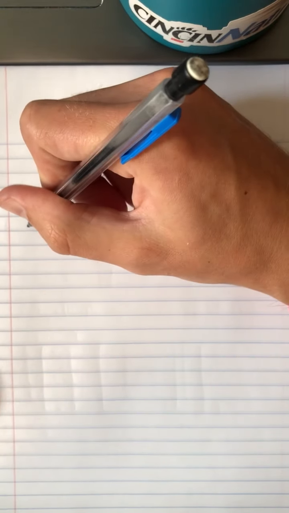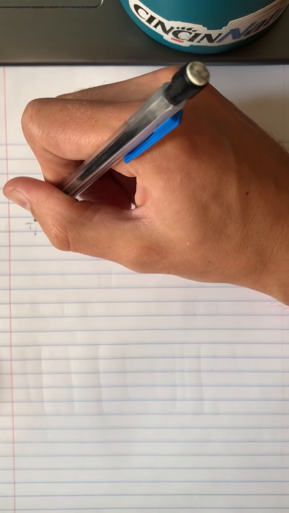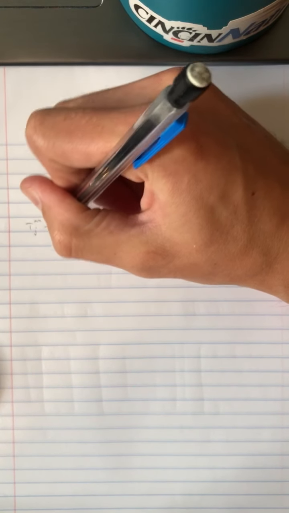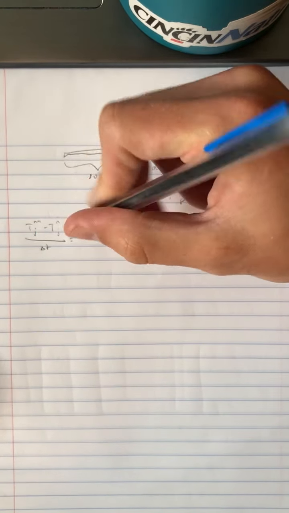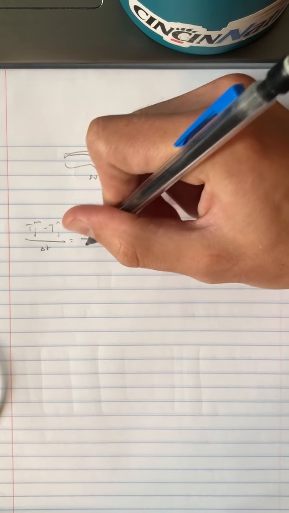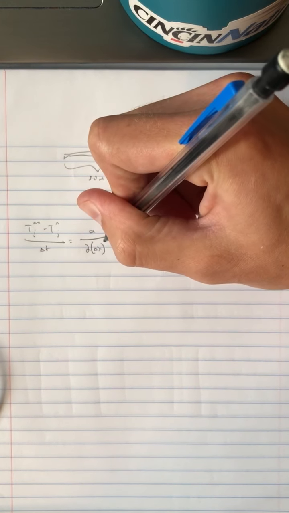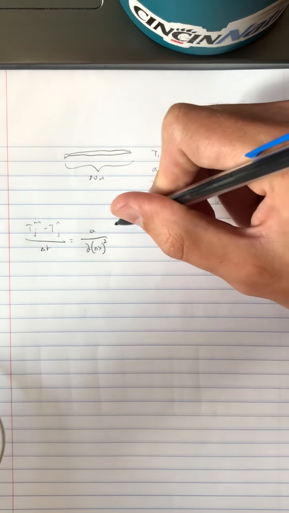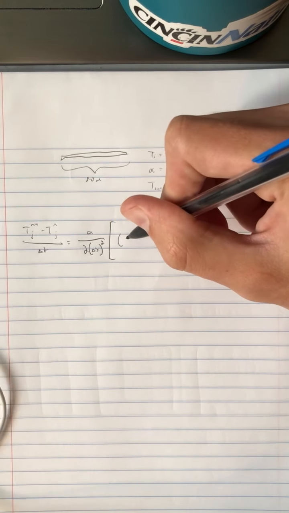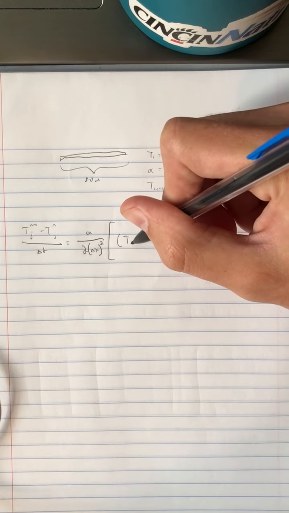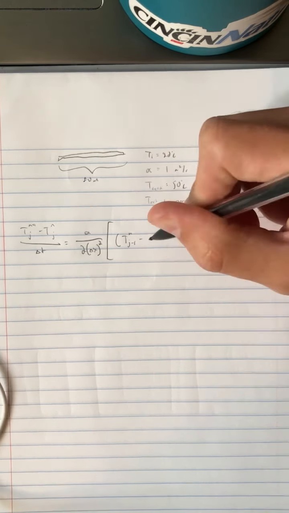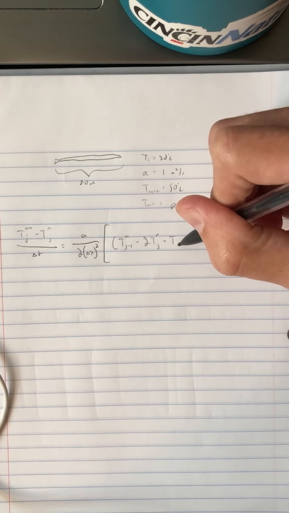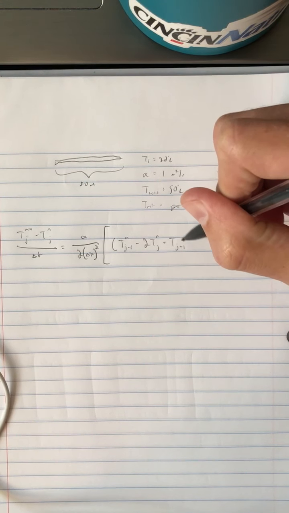Okay, so let's start with the Crank-Nicolson equation, which is the temperature at the current position at the next time minus the temperature at the current position at the current time divided by the change in time is going to be equal to the thermal diffusivity over 2 times the change in x squared times t. This will be the position to the left at the current time minus 2 times the current position at the current time plus the position to the right at the current time.